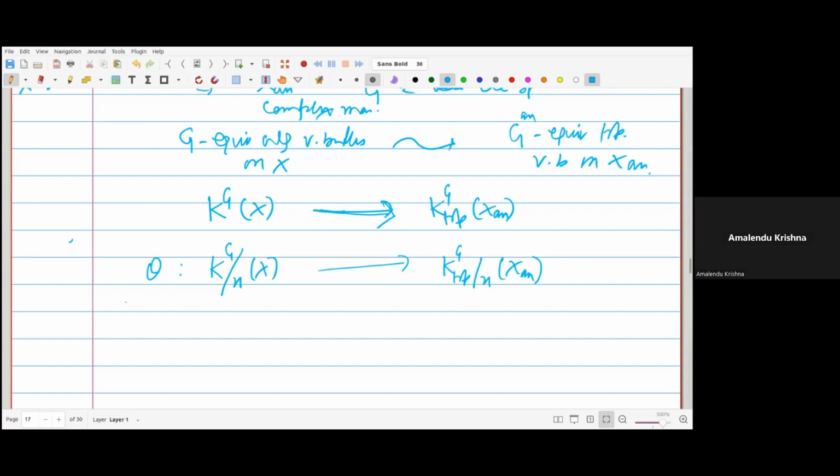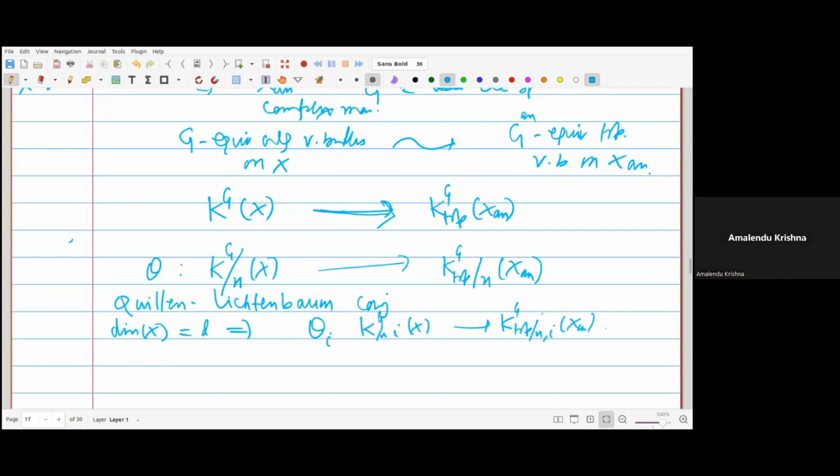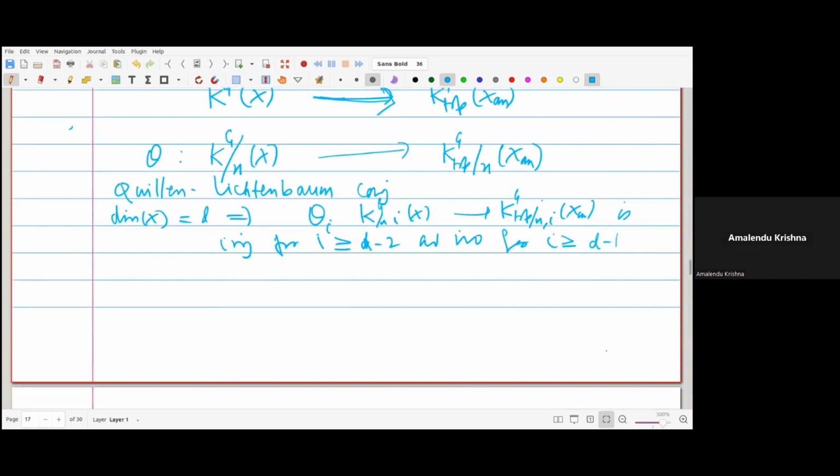Now there is a conjecture, called the Quillen-Lichtenbaum conjecture, which says that suppose the dimension of X as an algebraic variety is D. Then the Quillen-Lichtenbaum conjecture predicts that theta_i, from K^G mod n i of X to K^G top mod n i of X analytic, is injective for i greater than or equal to D minus 2 and an isomorphism for i greater than or equal to D minus 1. So it's not so bad.